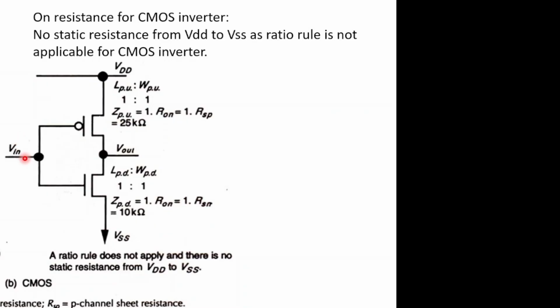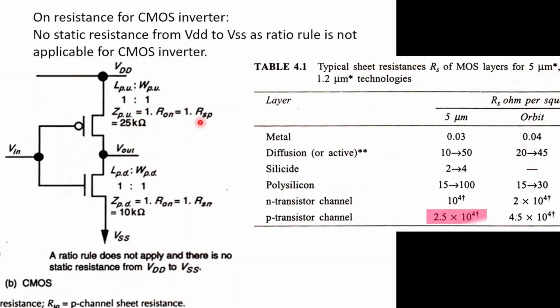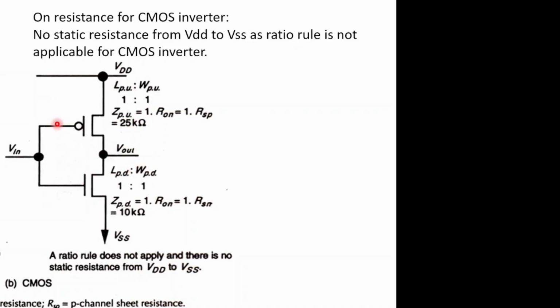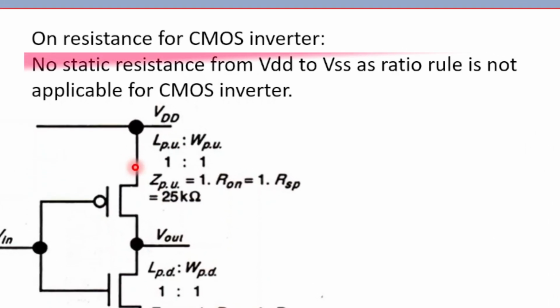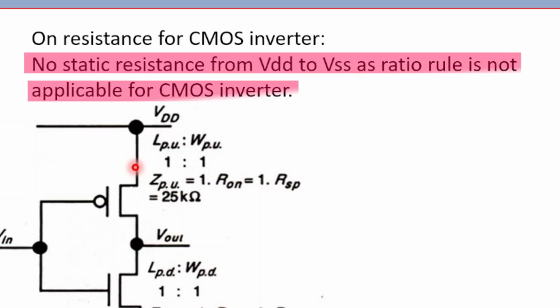When V input is 0, the pull-up network is on but the pull-down network is off. In this case, we only get the resistance of the pull-up network. Z pull-up is given, that is 1:1. So R1 is 1 into RSP, where RSP is the sheet resistance of the P-channel transistor. So R1 is 1 into 2.5 into 10 to the power 4, that is 25 kilo ohm. For a CMOS inverter, there is no static resistance from VDD to VSS, as the ratio rule is not applicable.